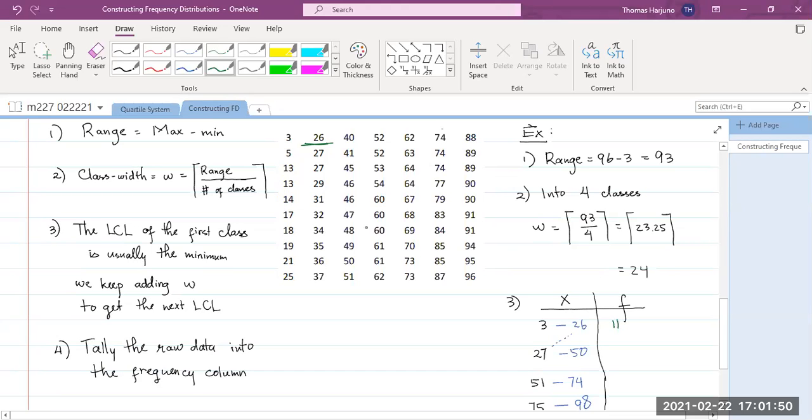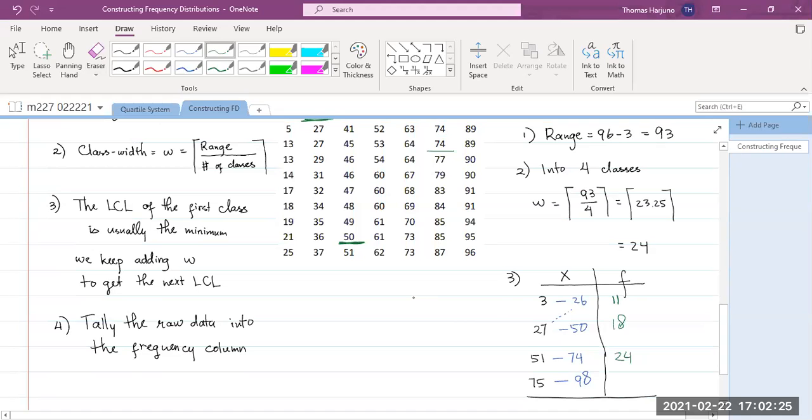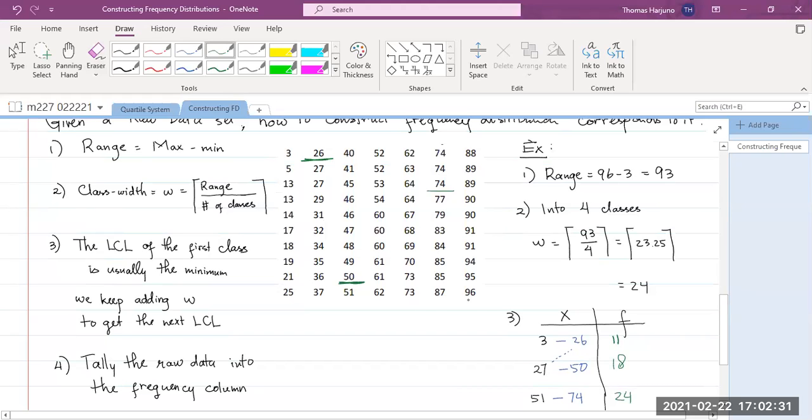From 27 to 50, that should be 10, 13, 16, 18. So they are 18. Then from 51 to 74, they are 24. And then from 75 to 98, basically for the rest, that's 17.